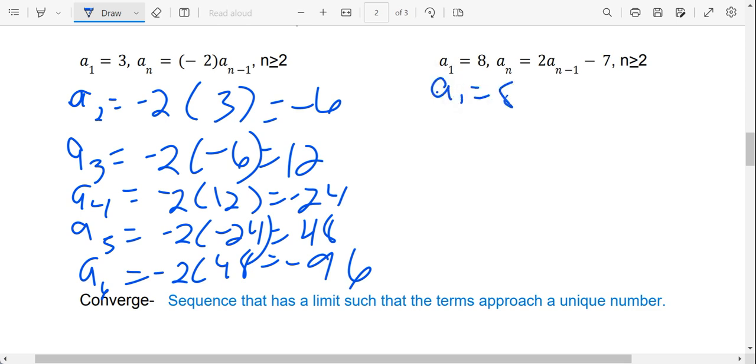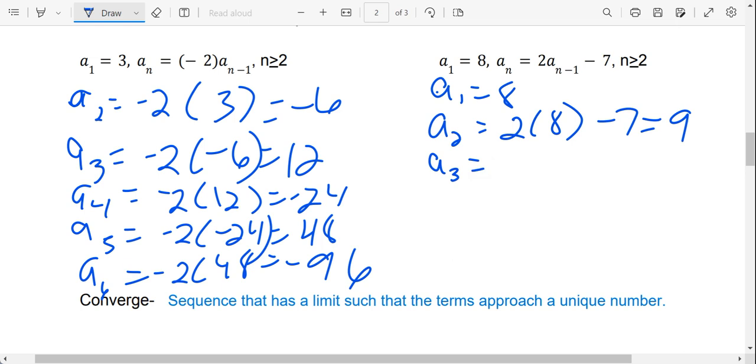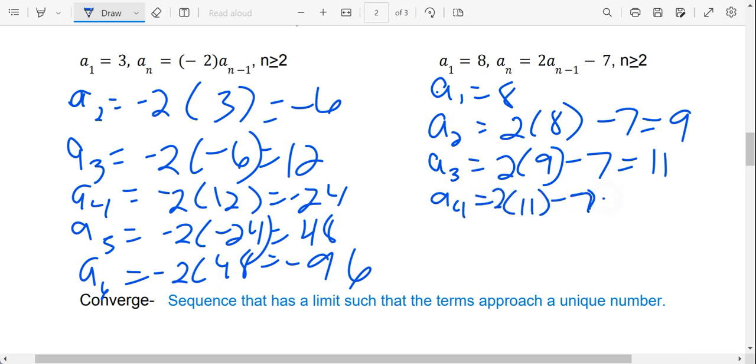A sub 1 equals 8. Now for a sub 2, we got to do 2 times 8 minus 7, which is 9. A sub 3, 2 times 9 minus 7, which is going to be 18 minus 7, which is 11. A sub 4, 2 times 11 minus 7. That's 22 minus 7, which is 15.